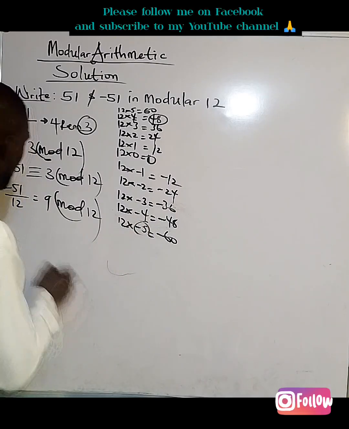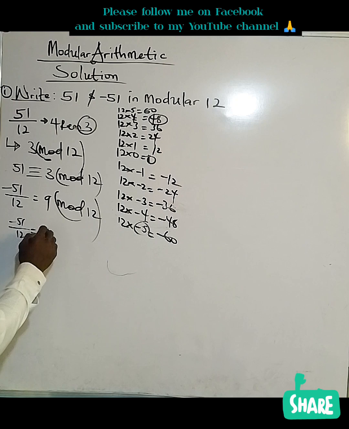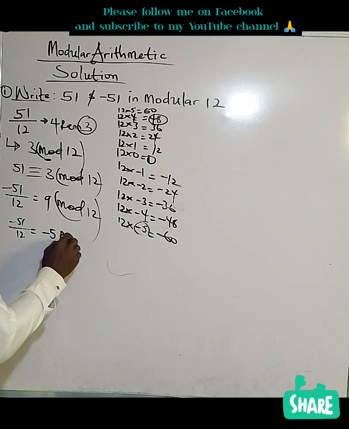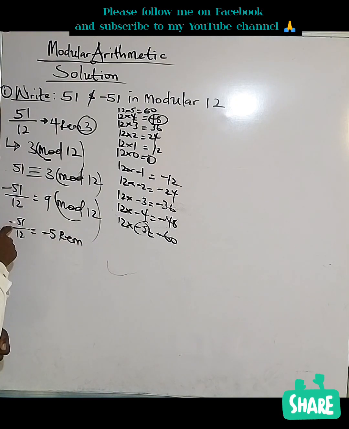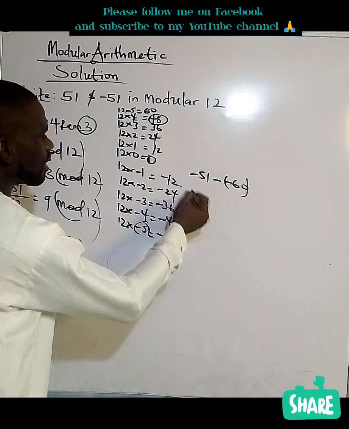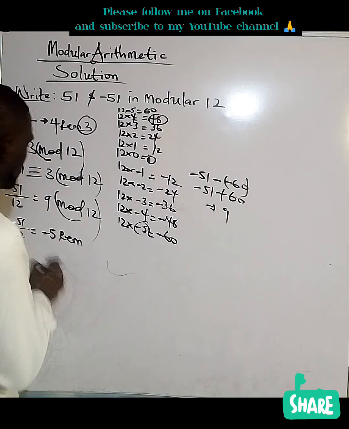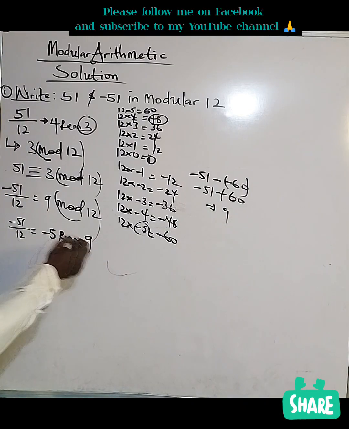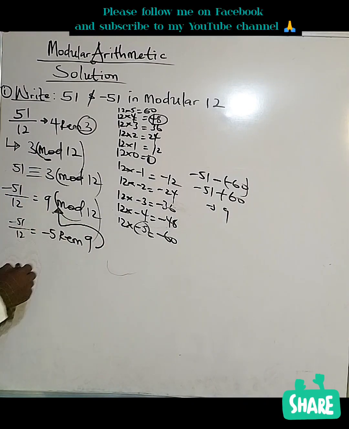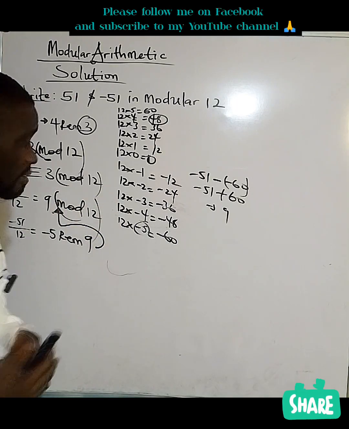So our result is, don't forget, minus 51 over 12. It gives us minus 5 remainder. Then minus 51 is what we're looking for, minus 60. Minus 51 minus minus 60 gives us minus 51 plus 60, which will give us plus 9. So minus 5 remainder 9. So automatically, the result is 9 modulus 12. As simple as that, 9 modulus 12.